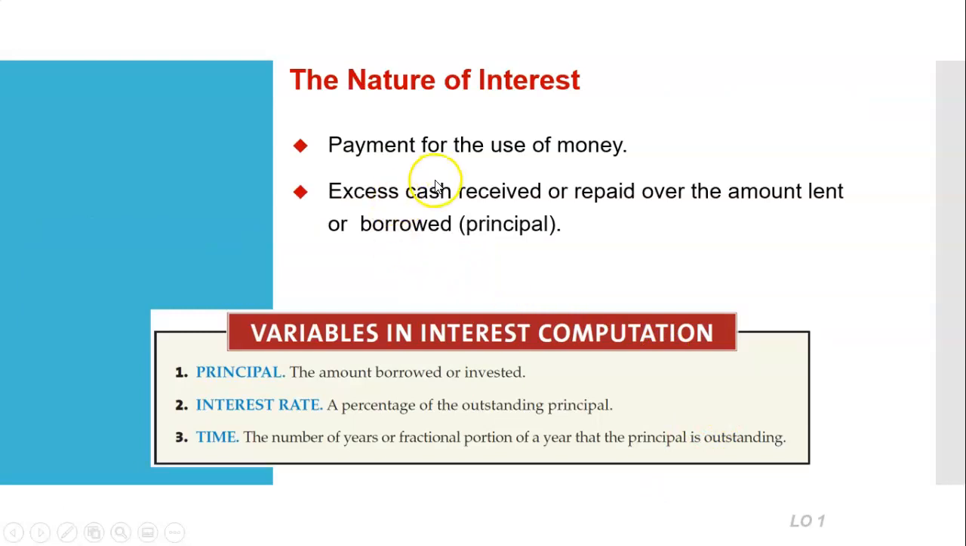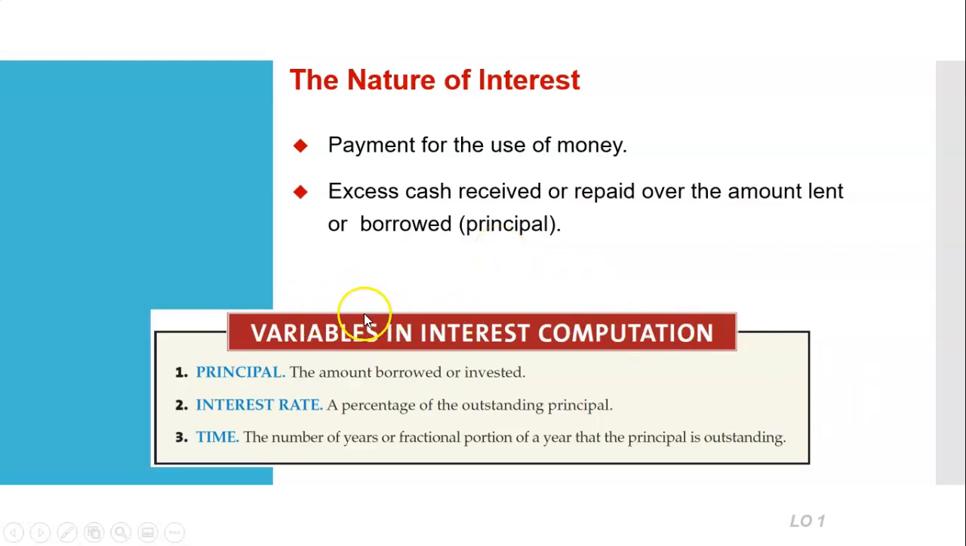Now, the nature of interest is that it's the payment for the use of money. So if you put money into an investment, and that investment gets to use your money for their own good, then they have to pay you something, and that's called interest. If you loan somebody money and they're going to pay you back years from now, they need to pay you some interest to cover the cost of them getting to use the money. The part that was lent or borrowed is called the principal. Whatever was received or paid above and beyond the principal is the interest.